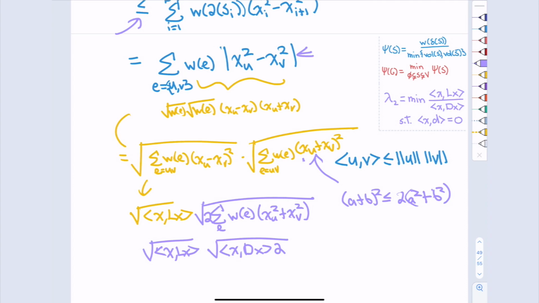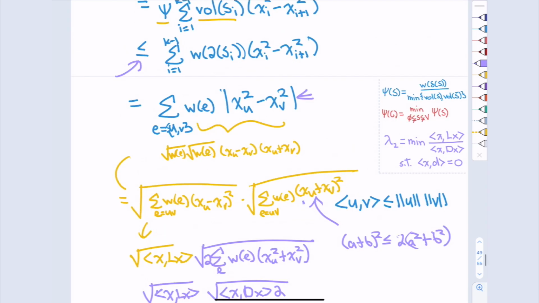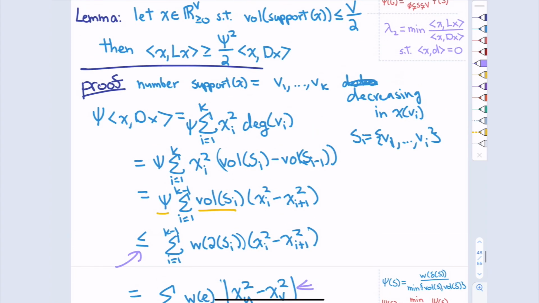That part with the absolute value, it would be great if that was x^T L x, but it's not quite. We have to use Cauchy-Schwarz, and then we get one part x^T L x and one part x^T D x times a factor of 2. Okay? And then if you divide back out, you'll get the claim. You square both sides and you work it out.